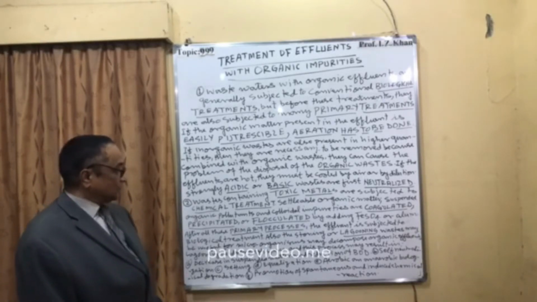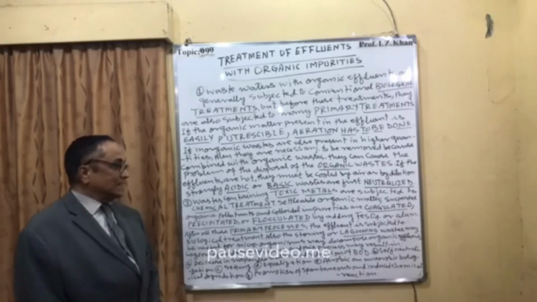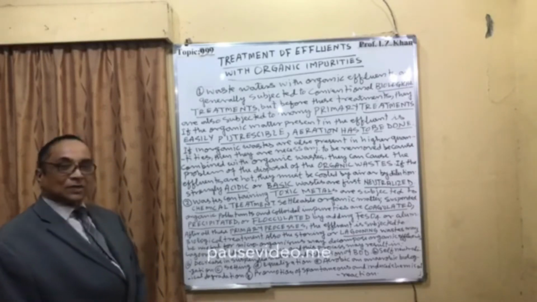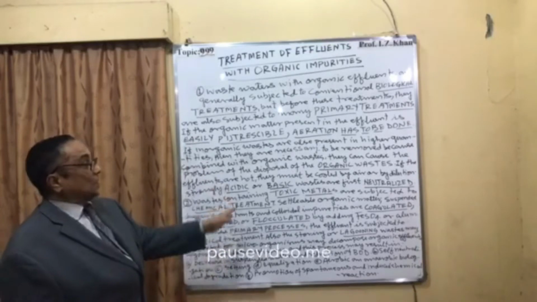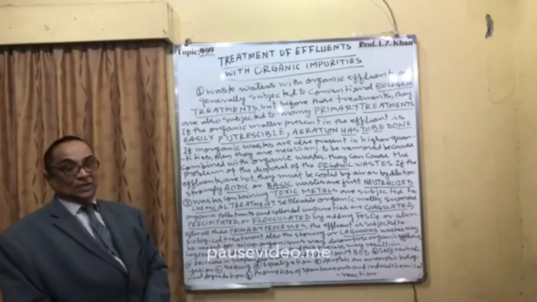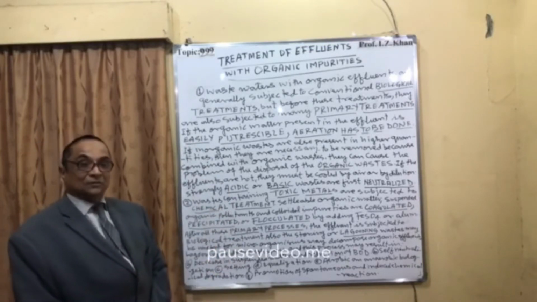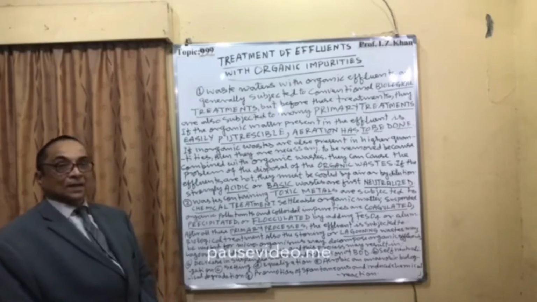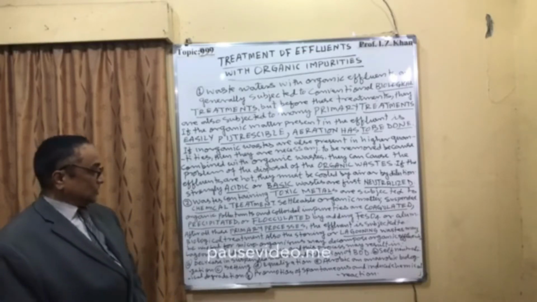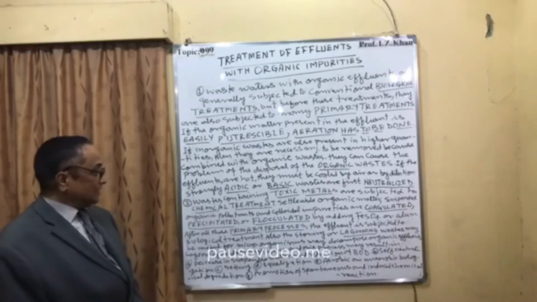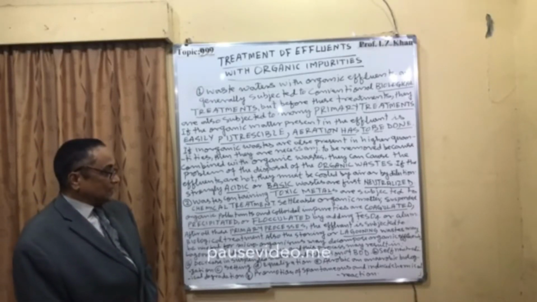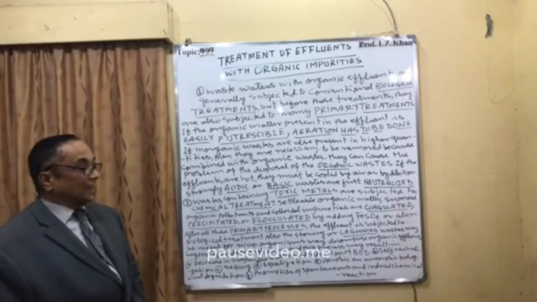After all these primary processes, the effluent is subjected to biological treatment. After doing all these primary treatments, then we have to go for biological treatment, where microorganisms are involved in the treatment process. Also the storing, that is called lagooning.